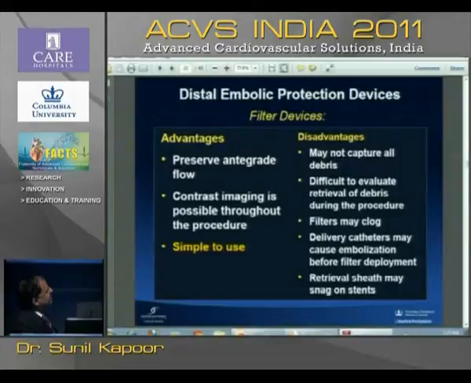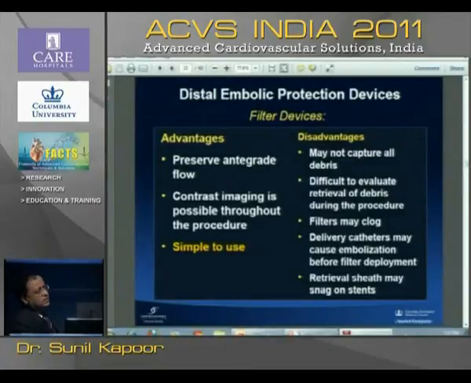What are the advantages? It preserves the antegrade flow. So you can see what's happening to the lesion and assess the lesion length. Contrast imaging is possible throughout the procedure. It is much simpler to use and user friendly. The disadvantage, it may not capture all the debris. It is difficult to evaluate the retrieval of debris during the procedure. Filters may clog.